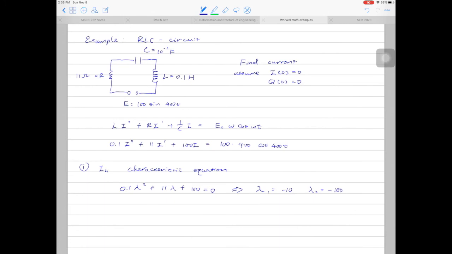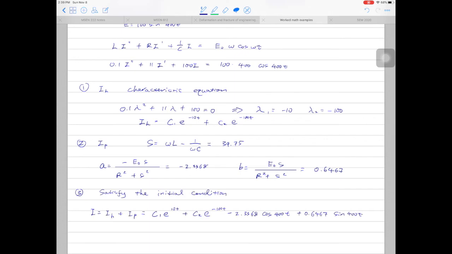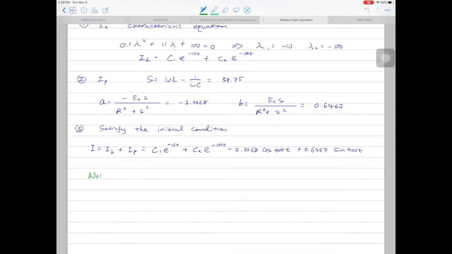Then the homogeneous part of the solution is simply C1 e to the power minus 10t plus C2 e to the power minus 100t. For the particular part of the solution, S is equal to omega L minus 1 over omega C. That gives you 39.75. With the value for S, you can calculate A and B. A is equal to minus 2.3368 and B is equal to 0.6467. Satisfying the initial condition, you will get the current as a function of time.